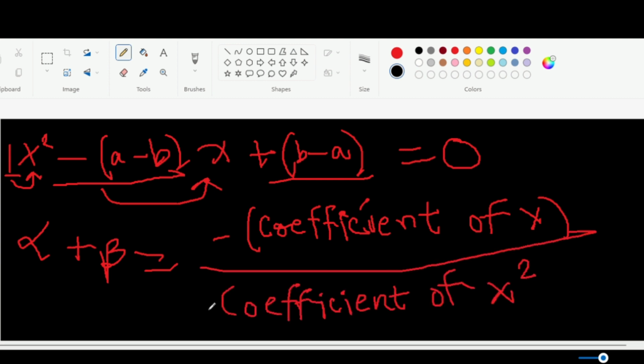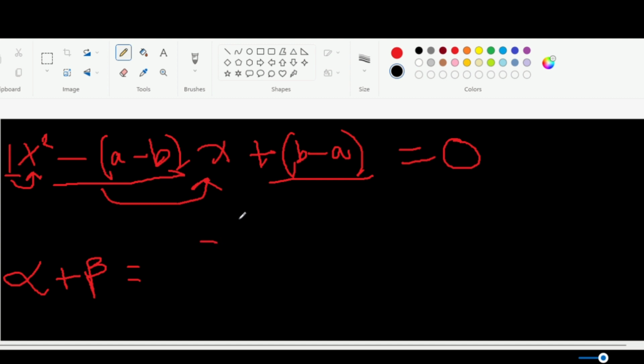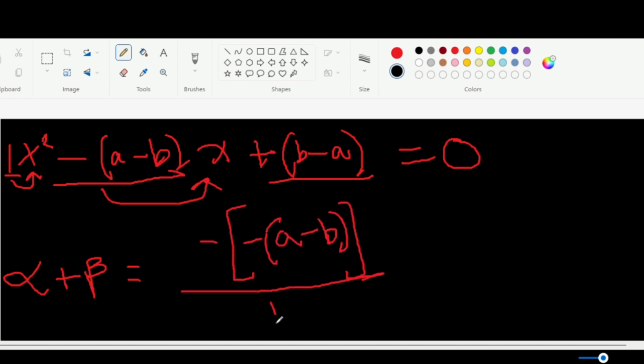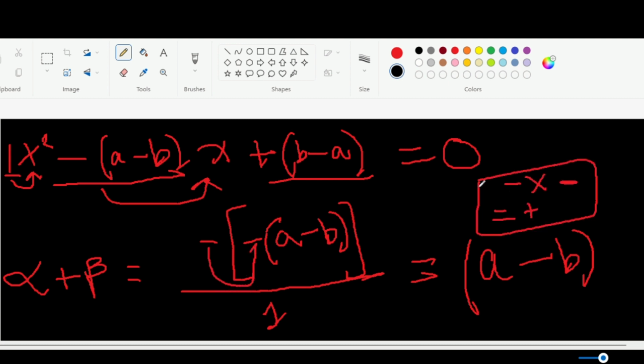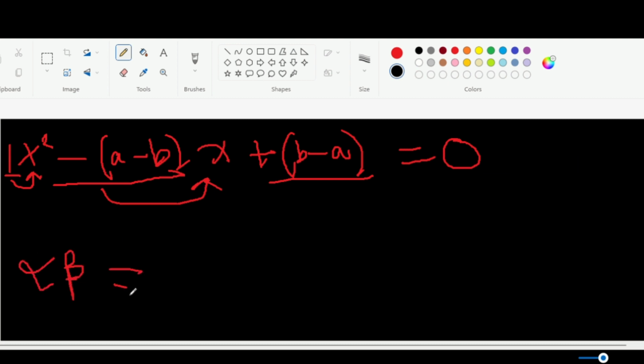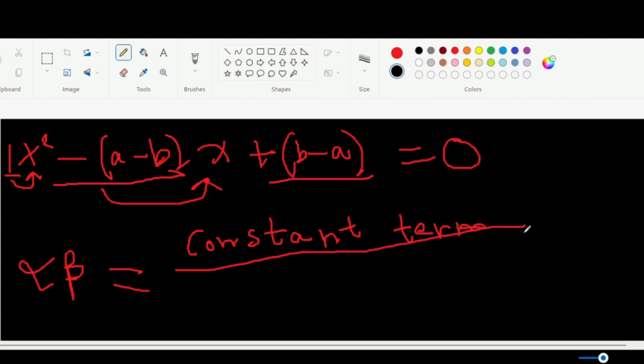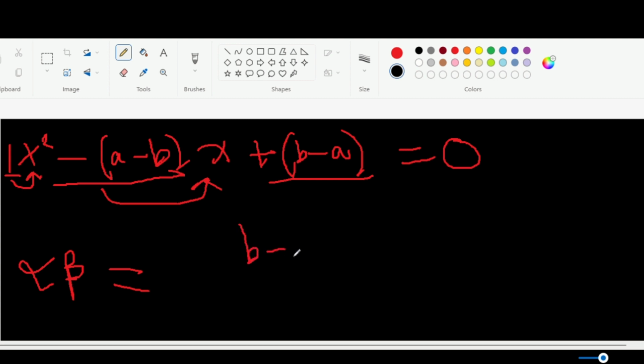As alpha plus beta is equal to the negative of the coefficient of x divided by the coefficient of x², alpha plus beta will become equal to the negative of minus of (a - b), which is equal to a - b. And as alpha beta is equal to the constant term divided by the coefficient of x², alpha beta will become equal to (b - a) divided by 1, which is equal to b - a.